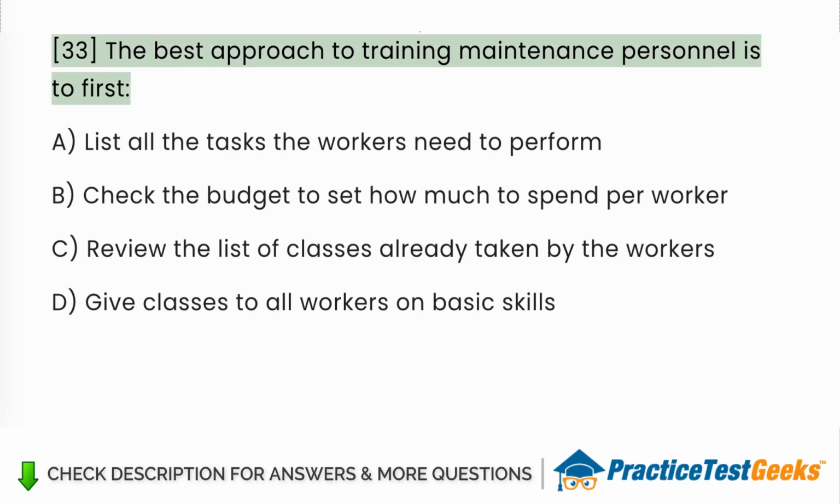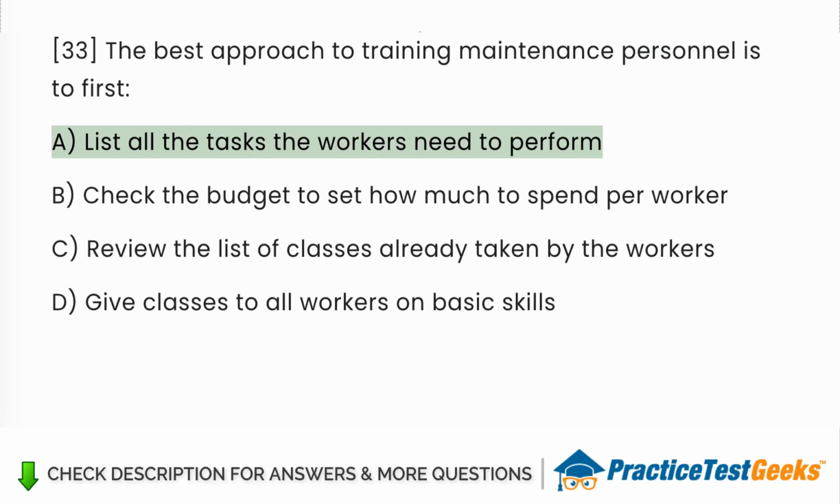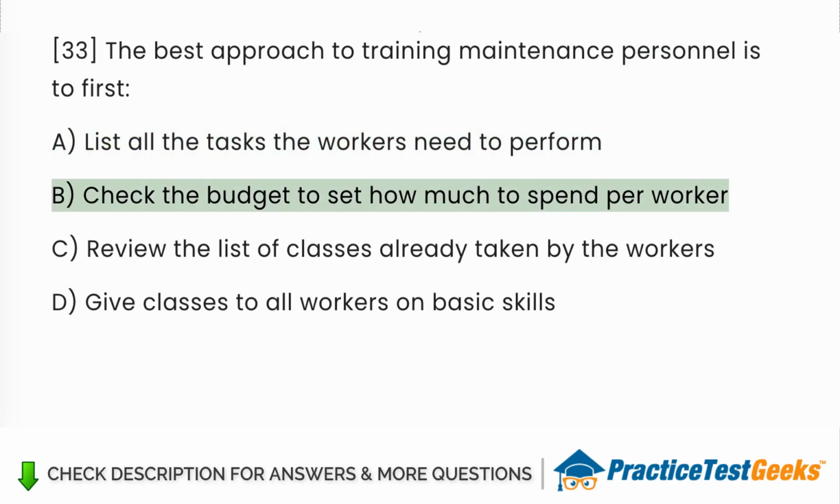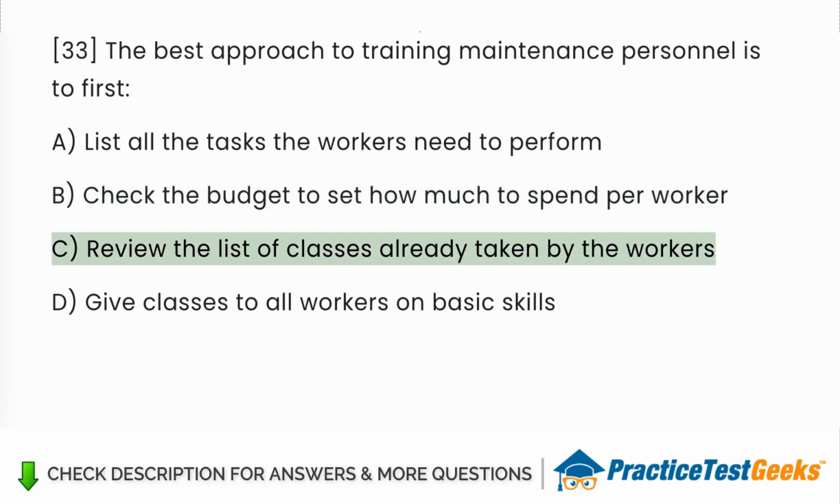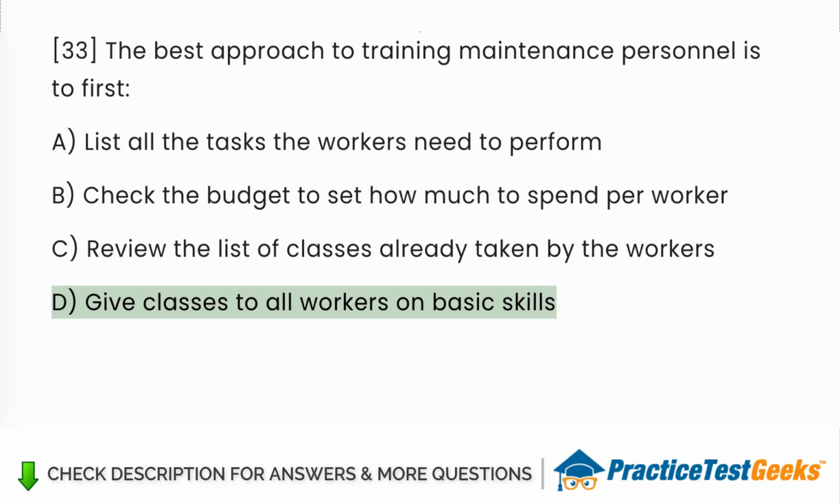The best approach to training maintenance personnel is to first A. List all the tasks the workers need to perform. B. Check the budget to set how much to spend per worker. C. Review the list of classes already taken by the workers. D. Give classes to all workers on basic skills.